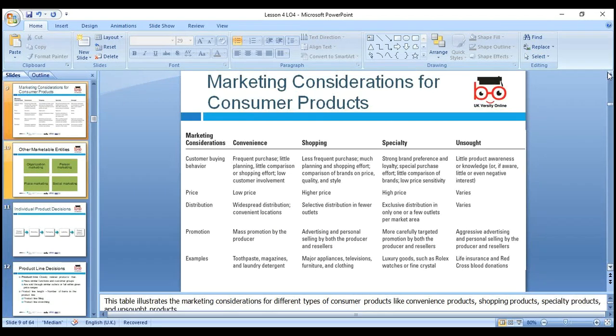For consumer products, we really need to understand customer buying behavior. First, we need to understand distribution channel, promotion and examples. So for convenience products, we need to look at frequent purchase, little planning, little comparison, and little shopping effort, low price, and maybe wide distribution.